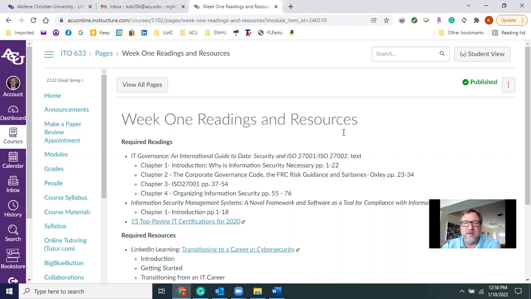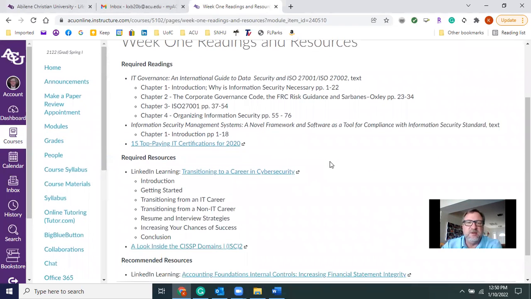And so anyway, chapter one will go introduction, why information security is necessary. Chapter two will be corporate governance code, FRC risk guidance, and Sarbanes-Oxley. Then chapter three will be ISO 27001, and chapter four will be organizing information security. There's also the information security management system framework and software as a tool for compliance and information security standard. And then you can look at the 2020 Global Knowledge 15 top paying IT certifications.